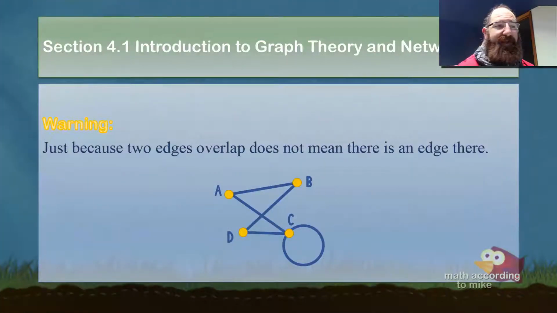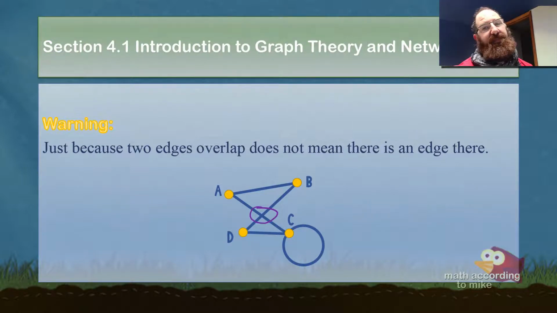Now, in a graph, just because 2 edges overlap, and by that I mean if you look right here, we have the edge AC overlapping BD. Just because 2 edges overlap does not mean that there's a vertex there. So don't assume that. It'd be like if you were looking at a map, a bird's eye view looking down, a highway overpass over a road. Does that mean that the highway and the road intersect? No, that'd be terrible. So same concept here.